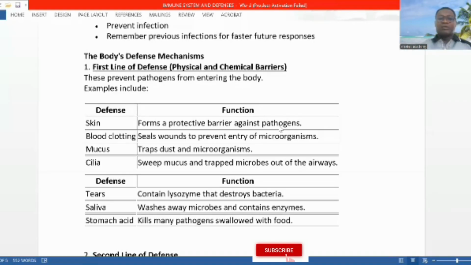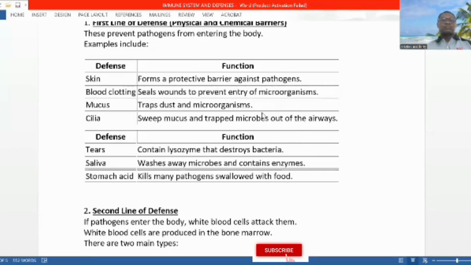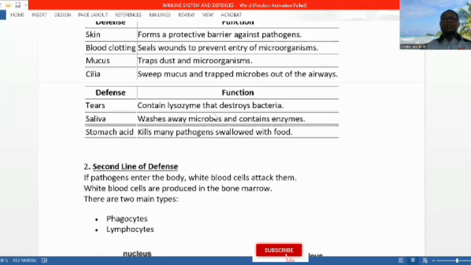The mucous lining of the body also helps prevent microorganisms that are carried by the dust. Cilia found in the lungs, cilia found in some parts of the body, even around the small intestine, can also prevent the entrance of what? Microorganisms. Tears contain lysozymes. Lysozymes are antibodies that prevent bacterial infection in the eye. The saliva also contains lysozyme, which prevents the entrance of what? Microorganisms. The stomach contains acid, which also destroys microorganisms.